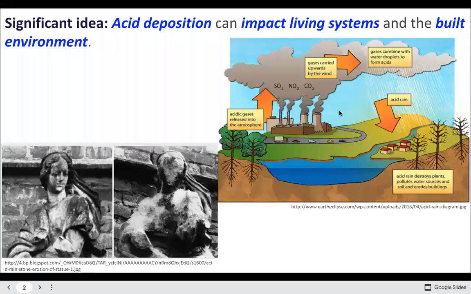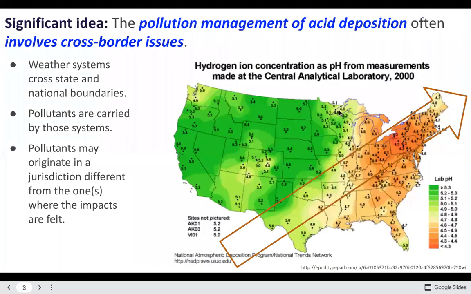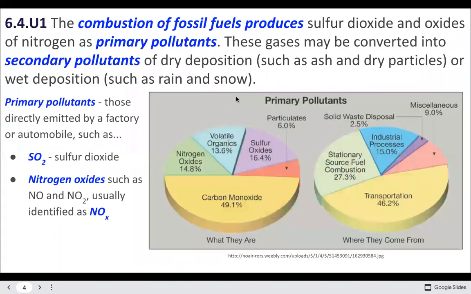Okay, 6.4, acid deposition. This can impact living systems as well as the built environment. The pollution management of acid deposition often involves cross-border issues. Here we're seeing the pollution crossing state boundaries, but it also can cross international boundaries as well. And so you have to deal with laws that cross those different jurisdictions.